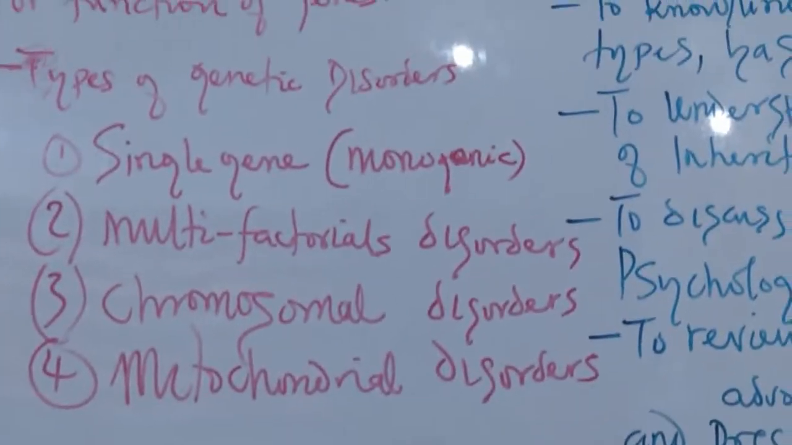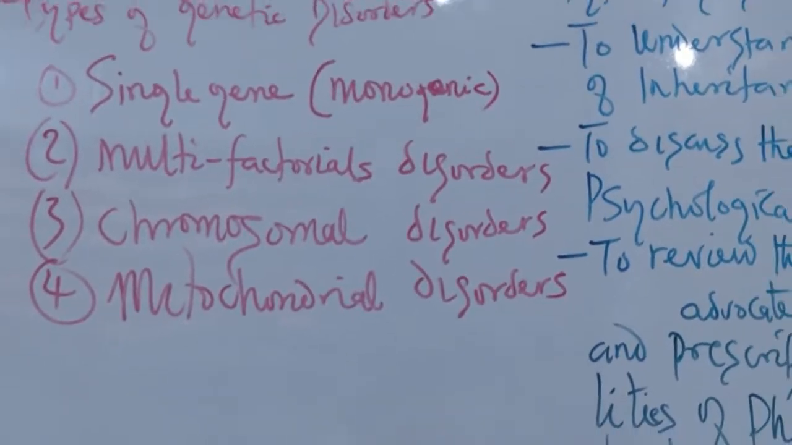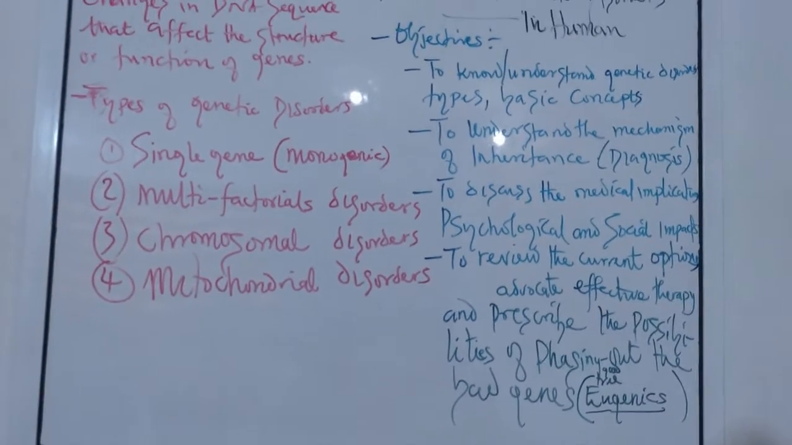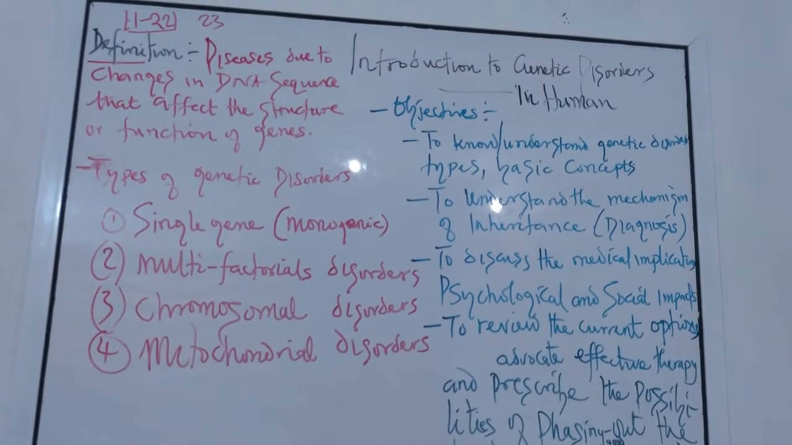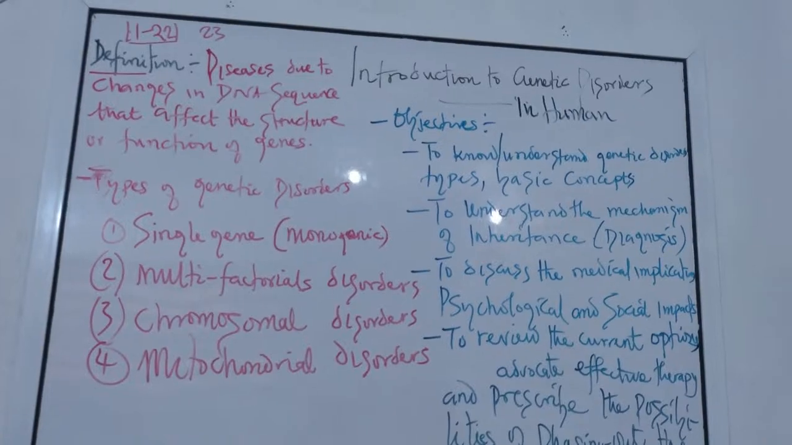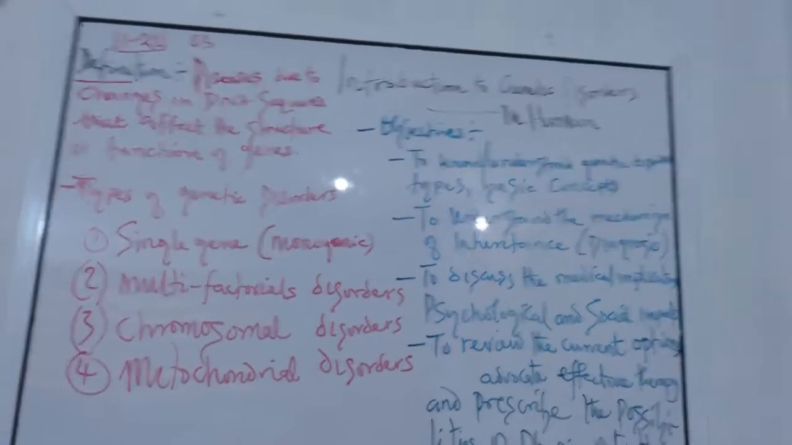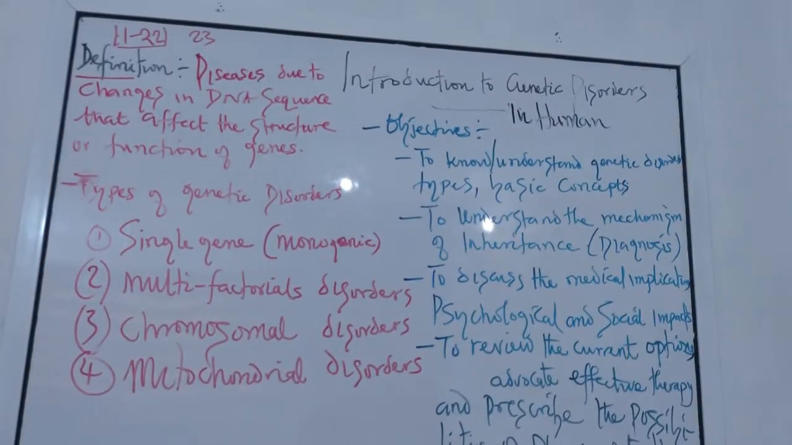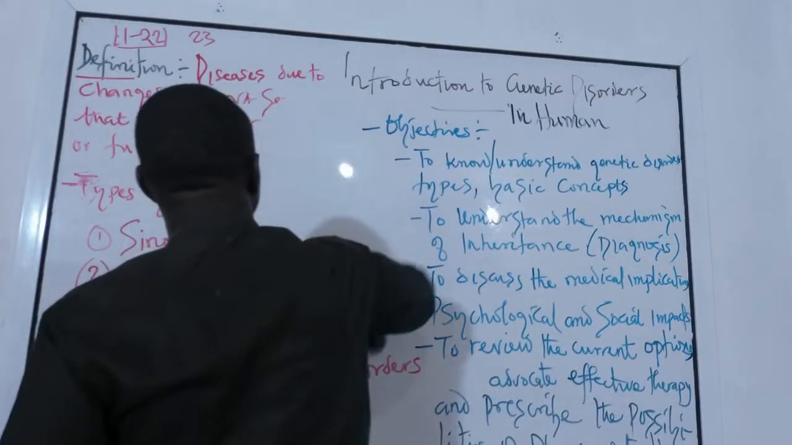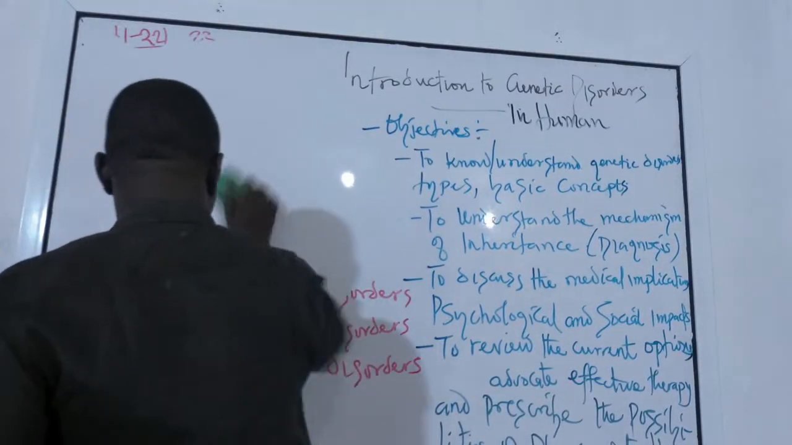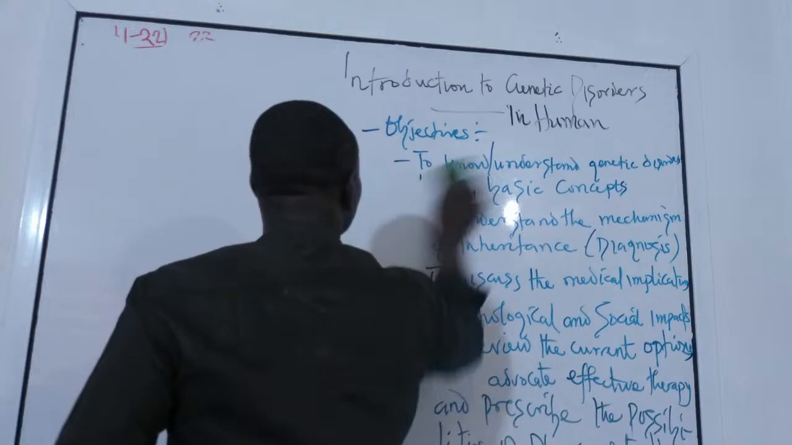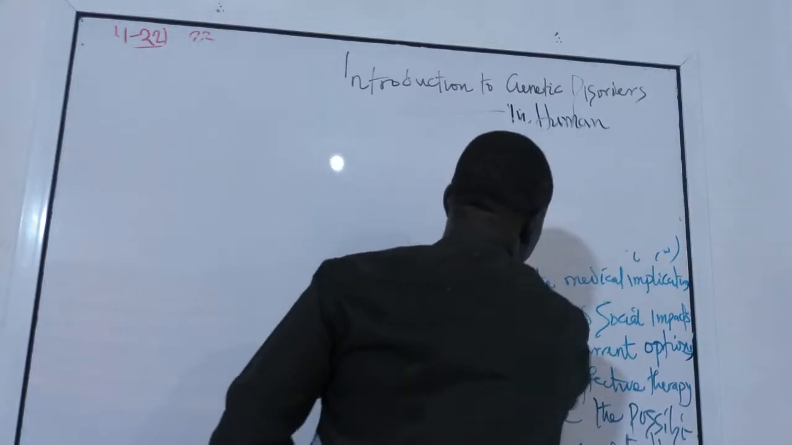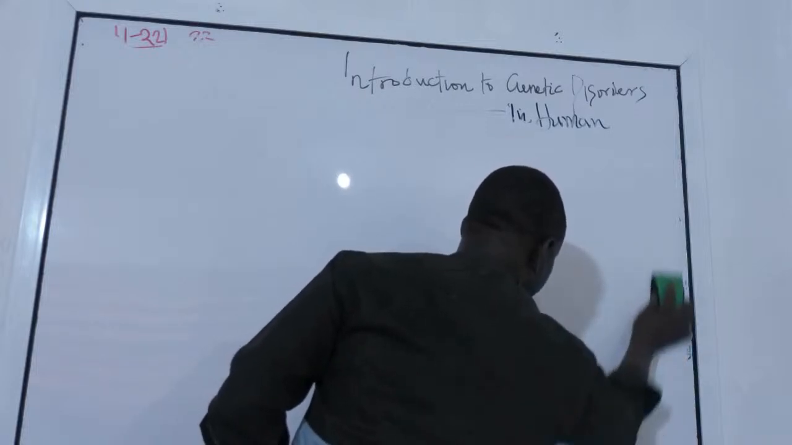So now I want to start picking them one after the other so that we'll be able to understand them as we go on. So don't forget that we are still considering genetic disorder in human. Okay. So we will start picking them one after the other now.